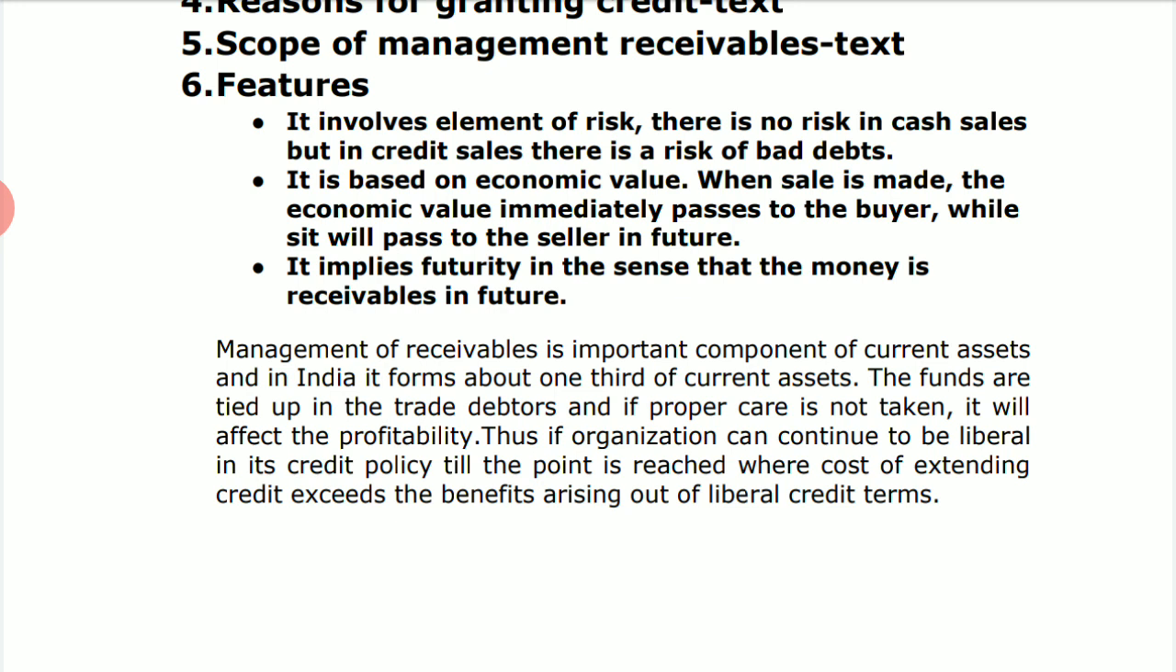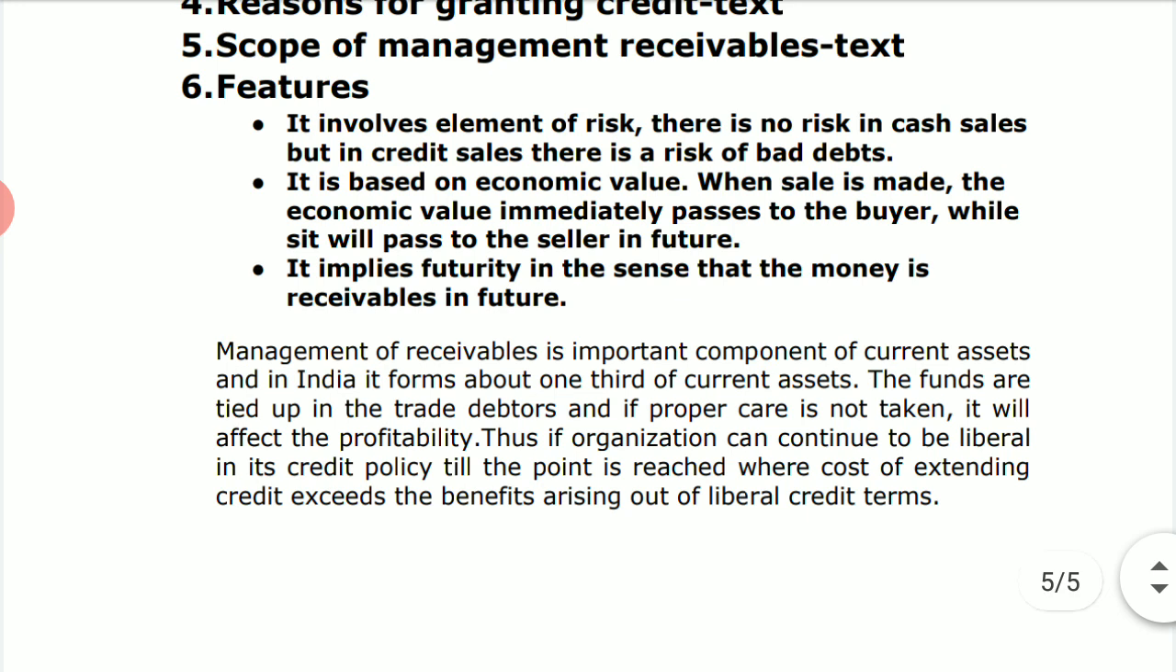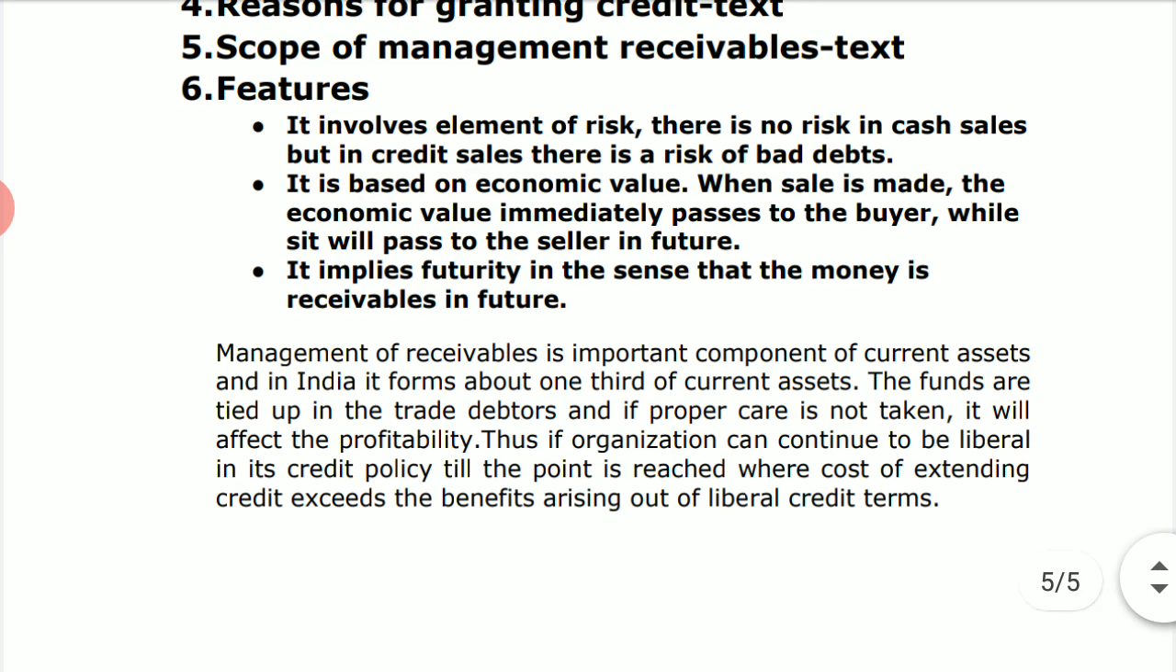Thus, an organization can continue to be liberal in its credit policy till the point where the cost of extending credit exceeds the benefits arising out of the liberal credit terms. That means only as much liberal credit can be granted as it can afford. Beyond that, if the cost of maintaining the account receivable exceeds the benefits, then it has to be checked somewhere. But we cannot forget that account receivable is a very important component of the current assets, right?